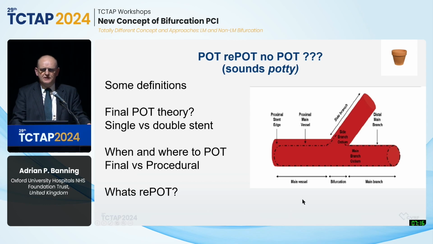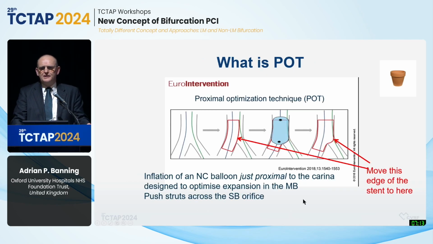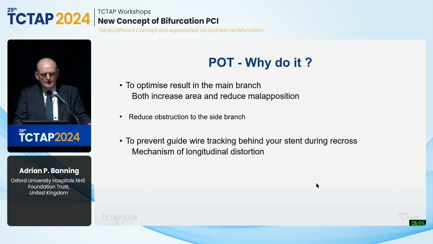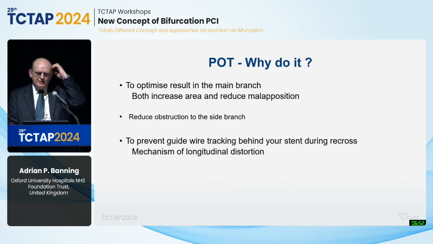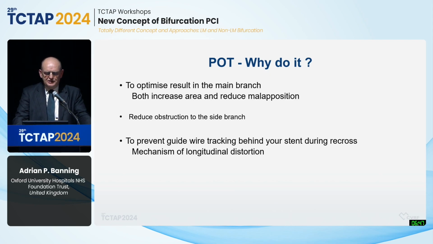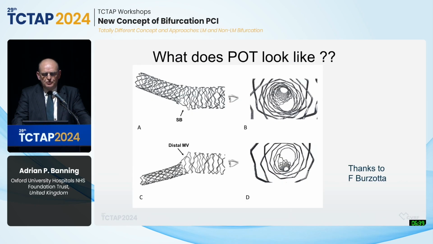And to do that, you need to do a POT, and the POT needs to be appropriately positioned and appropriately sized. The balloon needs to be placed just proximal to the carina, where it is designed to optimize expansion in the main branch. And done properly, it will push struts towards the side branch orifice, as you see in this cartoon. By doing that, it increases the area in the proximal vessel and reduces malapposition. Using POT during your bifurcation procedures is also an excellent way of preventing guide wire tracking behind the stent during recross, one of the mechanisms of longitudinal stent distortion.